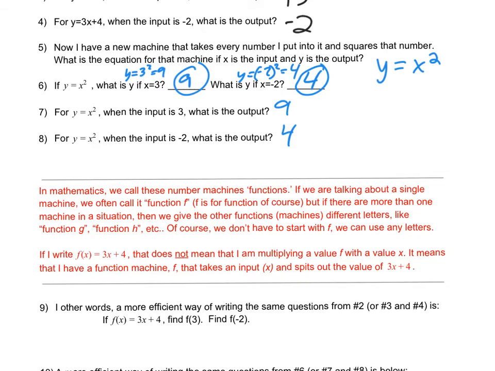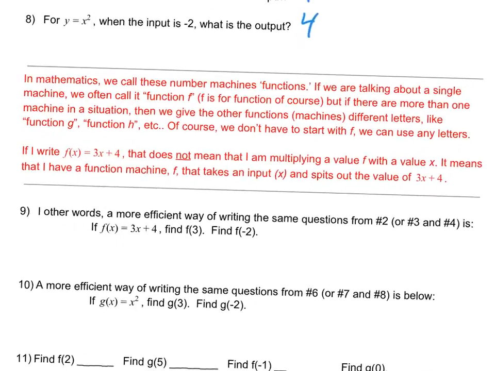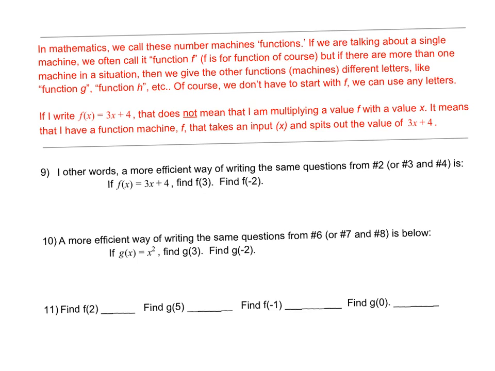So in mathematics, we call these number machines functions. If we're talking about a single machine, we often call it function f. F is for function, of course.